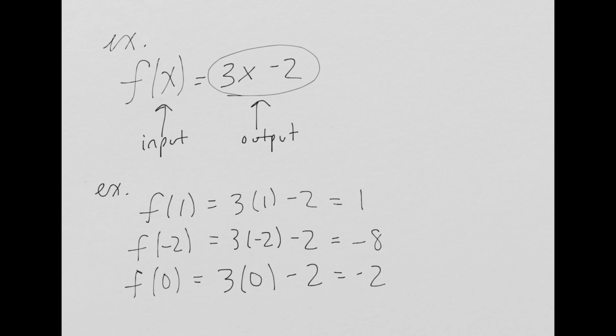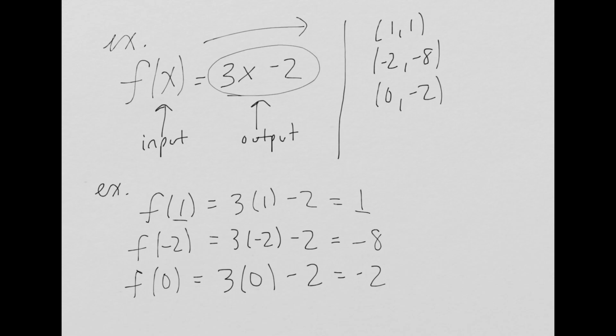Now what does all this mean in terms of coordinates? That means that I have 3 coordinates. (1, 1), so there's my (1, 1). Remember, we always write the input first. (-2, -8), and (0, -2). So all of those are inputs and outputs of this function. So for a function, we're going to have inputs, outputs. The way we write them is as ordered pairs. So it's always going to be input, comma, output.